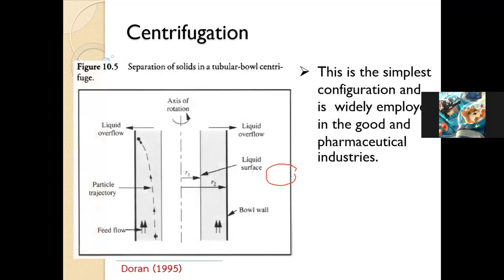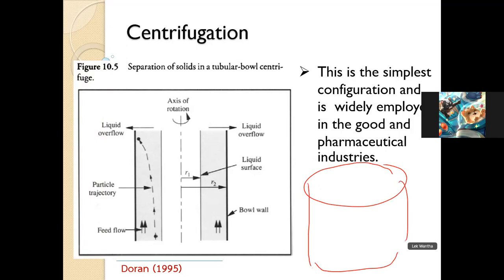Now I will show you the general operation of the centrifuge. We have a cylinder or tube that rotates. We rotate the solid and liquid mixture, feeding the mixture at the bottom. When you rotate, R1 is the radius of the liquid surface.